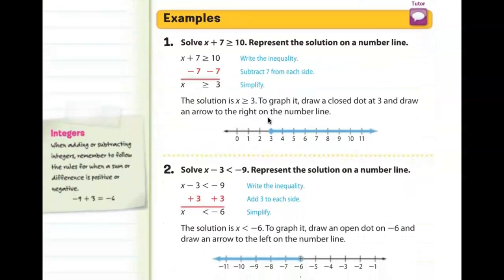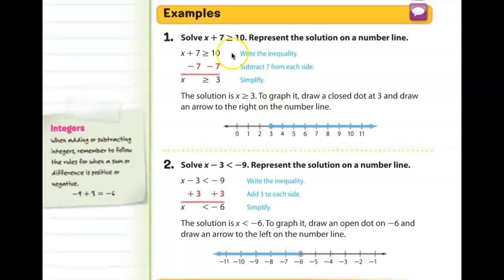Okay, so let's look at a couple examples they've done for us. If we're going to solve x plus 7 is greater than or equal to 10, then we're going to represent it on a number line. This is the one difference from solving equations, because equations would only have one solution and inequalities have an infinite number of solutions.